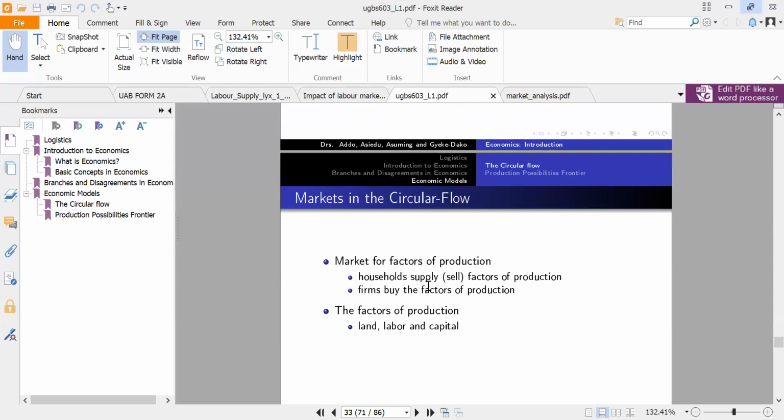The factors of production typically are land, labor, and capital. So households own the land, they have the labor, and they have capital. It goes into production. Whatever profit the firm makes pays for the rent of the land, pays the workers, and pays the rental cost of capital.